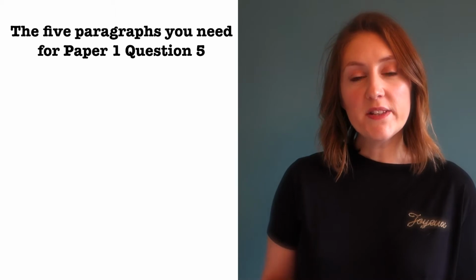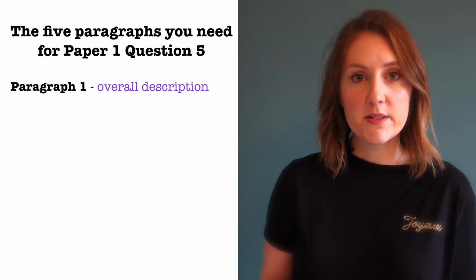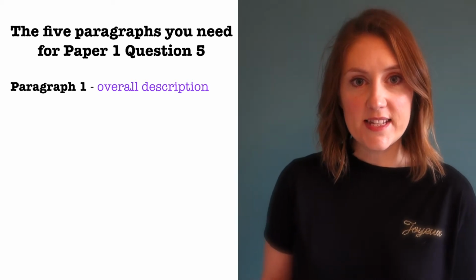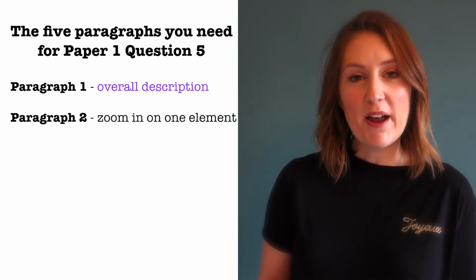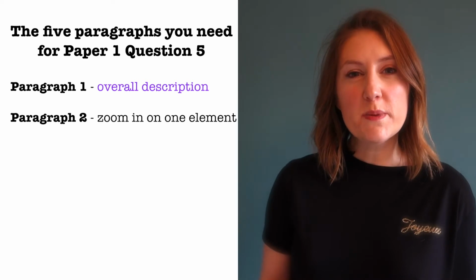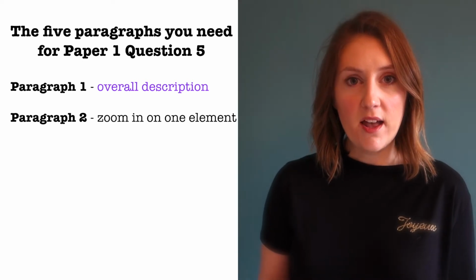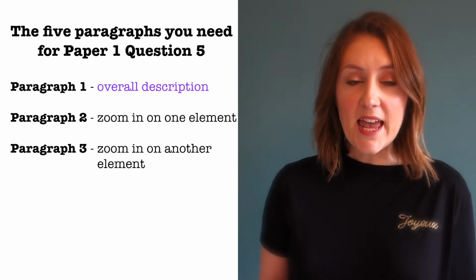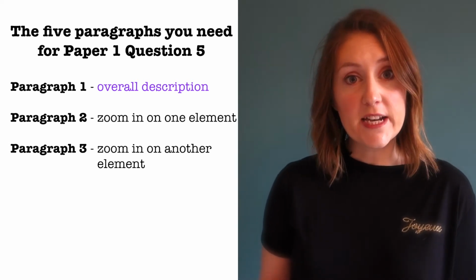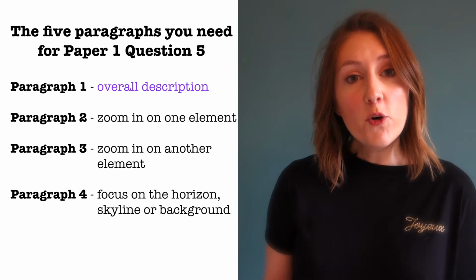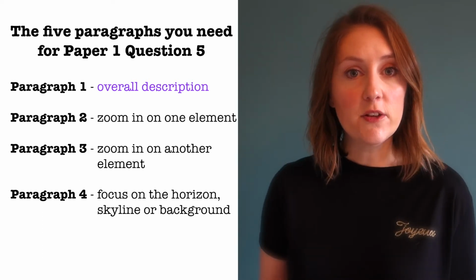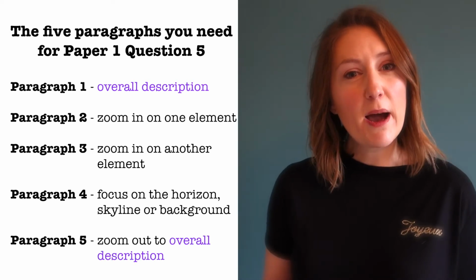So overall, you want to have 5 paragraphs. Your first paragraph wants to be an overall description focusing on the senses. Your second paragraph needs to zoom in on one particular detail in the picture, a person or an object. Your third paragraph needs to do the same with a different person or a different object in the picture. Your fourth paragraph needs to focus on something in the background or something in the horizon if you've got a landscape picture. Zoom out a bit.